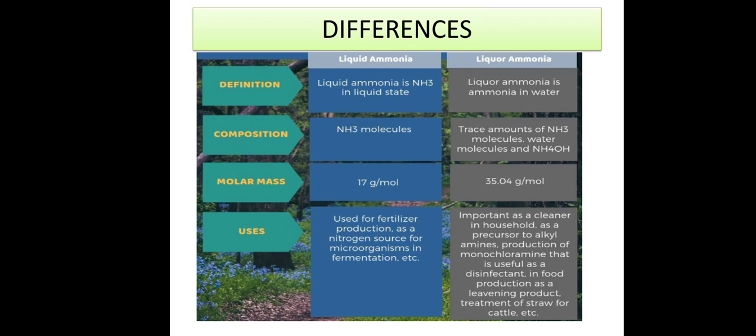Differences of liquor ammonia and liquid ammonia. The concentrated aqueous solution of ammonia is called liquor ammonia. It contains 35% ammonia. The liquid ammonia is different from liquor ammonia. The latter is a concentrated aqueous solution, while the former is liquefied ammonia. In simple terms we can say liquid ammonia is the condensed form of the gaseous ammonia.